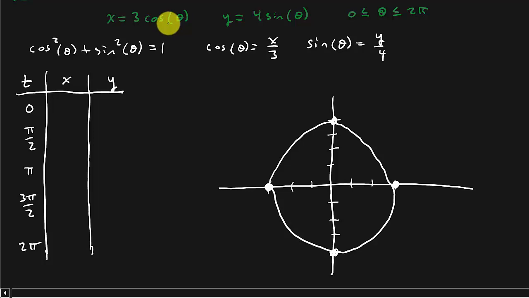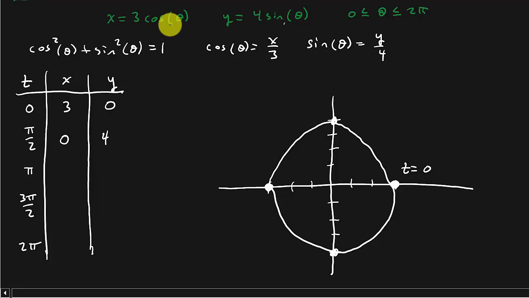Well, cosine of 0 is 1. 1 times 3 is 3. Sine of 0 is 0. 0 times 4 is 0. So that's the point 3, 0. Now remember, this is for t equals 0. And then I've got t equals pi over 2. The cosine of pi over 2 is 0. 0 times 3 is 0. And then the sine of pi over 2 is 1. 1 times 4 is 4.